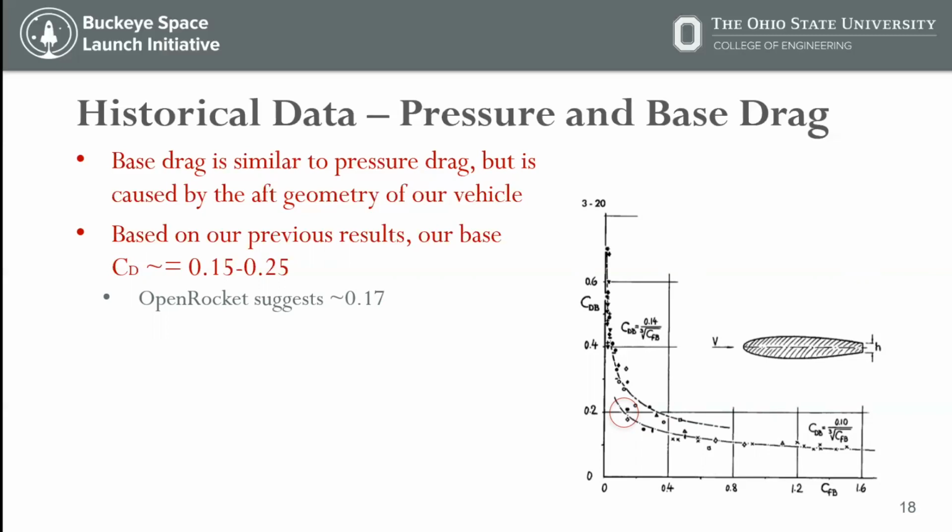So again, Hoerner has a nice chart that we can look at. This is for two-dimensional bodies, so infinite in one direction, but we can try to look at it for relatively close estimations of what we should be seeing. So on the x-axis, we have our forebody pressure drag, which we found to be between 0.1 and 0.2. So we're going to look at 0.2.